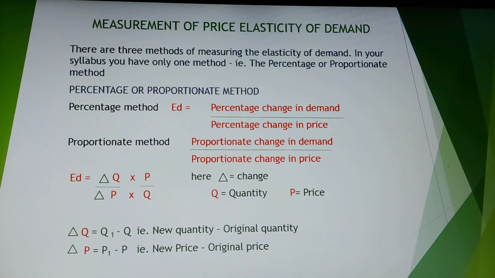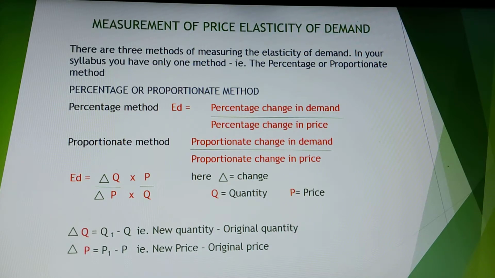Now, the percentage method says elasticity of demand is equal to percentage change in demand upon the percentage change in price. And in the proportionate method, elasticity of demand is equal to delta Q upon delta P into P upon Q. Delta stands for change, Q stands for quantity, and P stands for price.